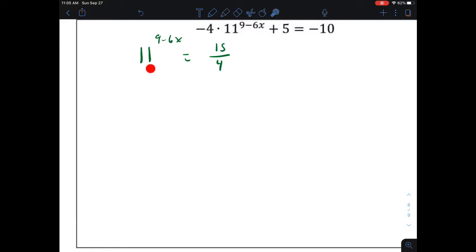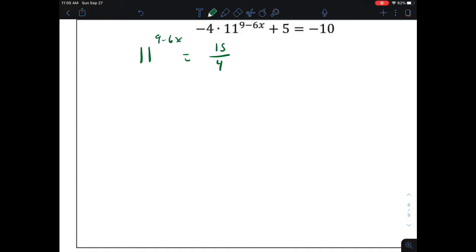And because I have base 11, I want to make sure that this side is not a negative number. If it was negative, I would stop and say no solution, because we know that we can't make a positive 11 base become 0 or negative just by changing its exponent. So we do that spot check. Now, this is bigger than 0, so I keep going.